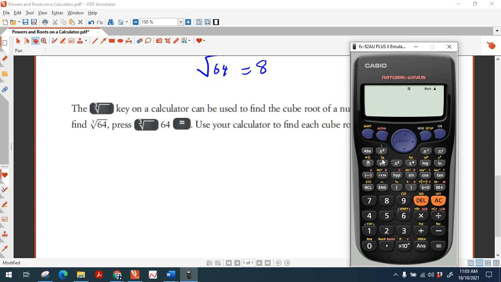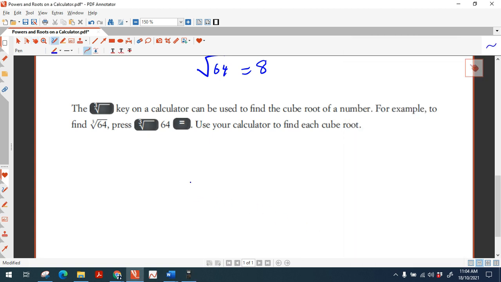Now to access the orange functions on the calculator, you have to press the shift button. So I'm going to press shift, then the cube root button, right? And really, I know I press the square root button, but I'm accessing the orange function just above the square root button, okay? Then I press 64, then equals. Okay, so let's do that once more. Shift, cube root, 64, equals.